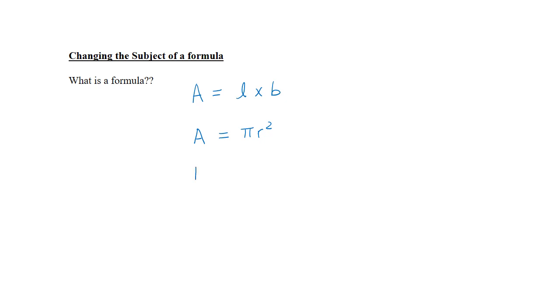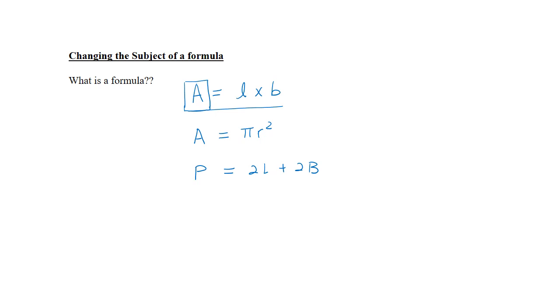Then you also have the perimeter of a rectangle, which is P equals 2 lengths plus 2 breadths. So these are all formulas. When we say the subject of the formula, in the first formula that we have here, A, which is the area, is on the left-hand side of the equation, and we are interested in finding the area of the rectangle. Area equals length of the rectangle times breadth of the rectangle.